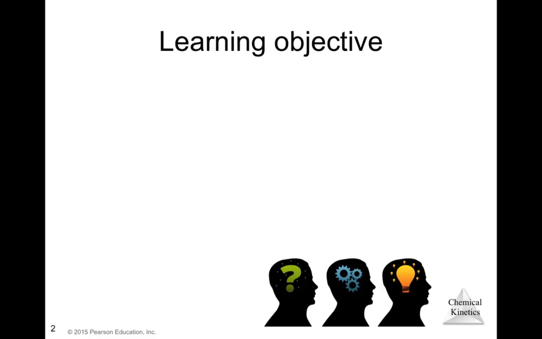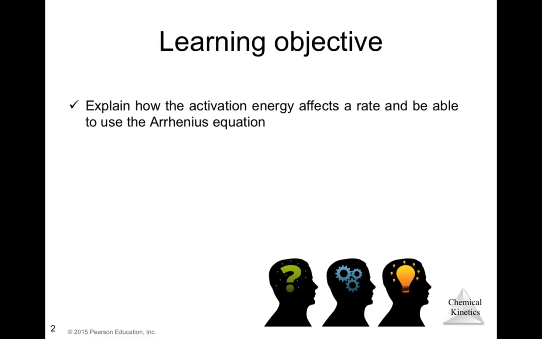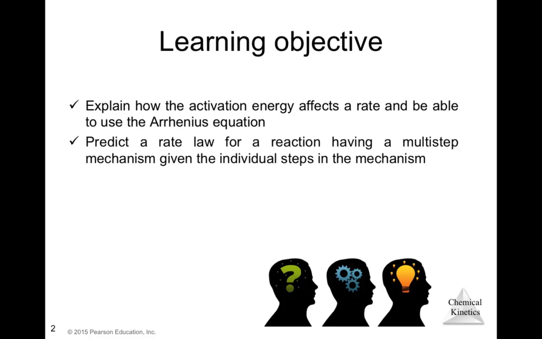By the end of this module, you will be able to explain how the activation energy affects a rate and be able to use the Arrhenius equation. Also, you will predict the rate law for a reaction having a multi-step mechanism given the individual steps in the mechanism. And finally, you will explain the principle underlying catalysis.